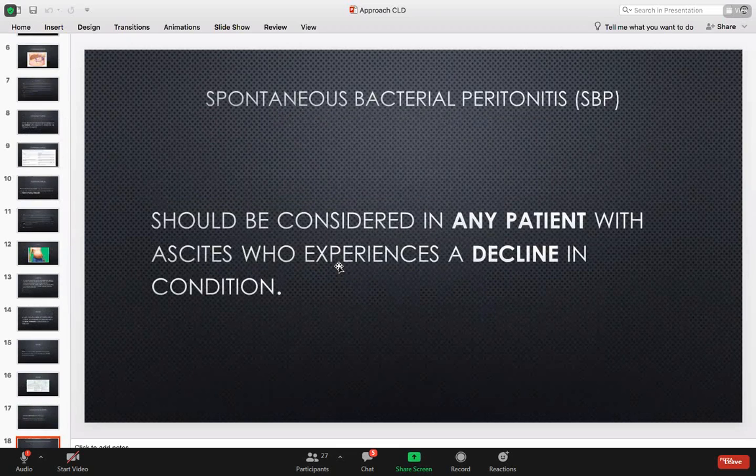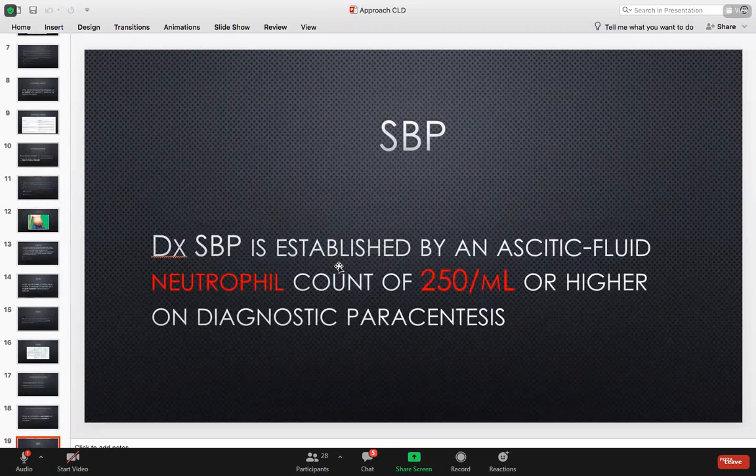Okay, now spontaneous bacterial peritonitis basically should be considered in any patient with ascites who experiences a decline in condition, whether abdominal pain, fever, or decompensated liver cirrhosis, okay? To make a diagnosis, we usually have to do an ascitic tap and a neutrophil count, usually more than 250.